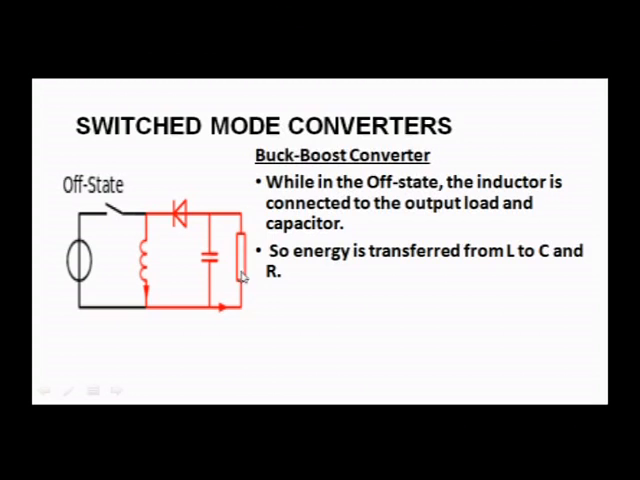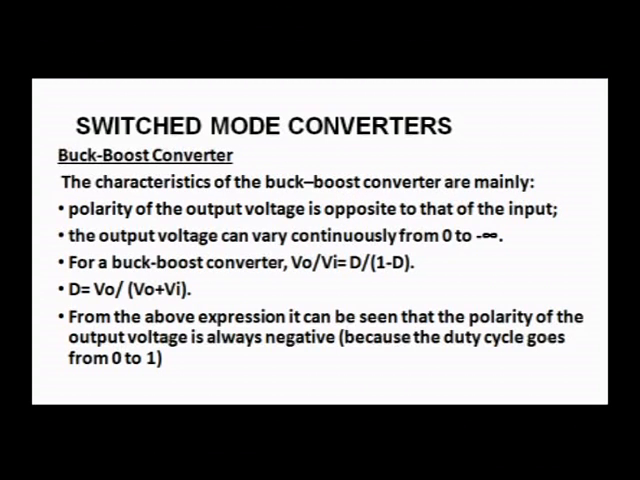That is how the current is going to flow through the load, and the voltage is going to be generated at the load. So the energy is transferred from L to C and R. C also is getting charged and R also is getting the current. The diode is forward biased. So this is the working in the off state.